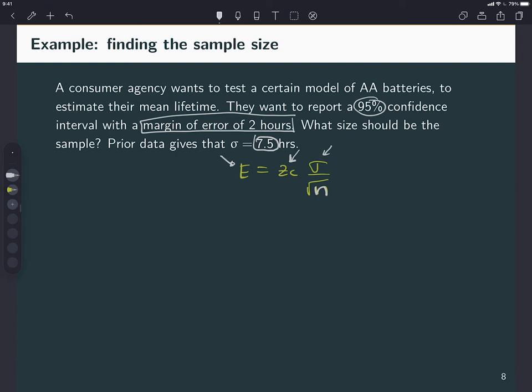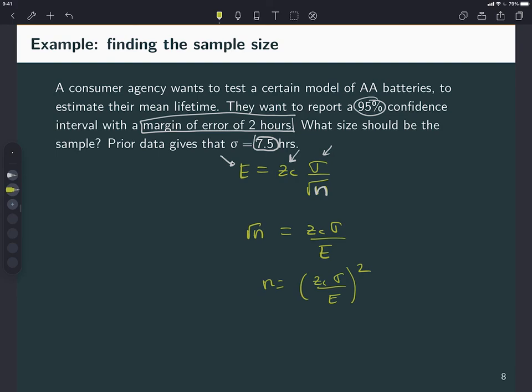So very simple, we solve for n, right? If you multiply by the root of n, this looks like this. The root of n equals z sigma divided by E. And then I have a square root, so the n is going to be that quantity squared. And there's no other way to do this. You're going to have to solve this problem using these formulas. So even though technology can help us find the interval directly, it would not find the sample size.